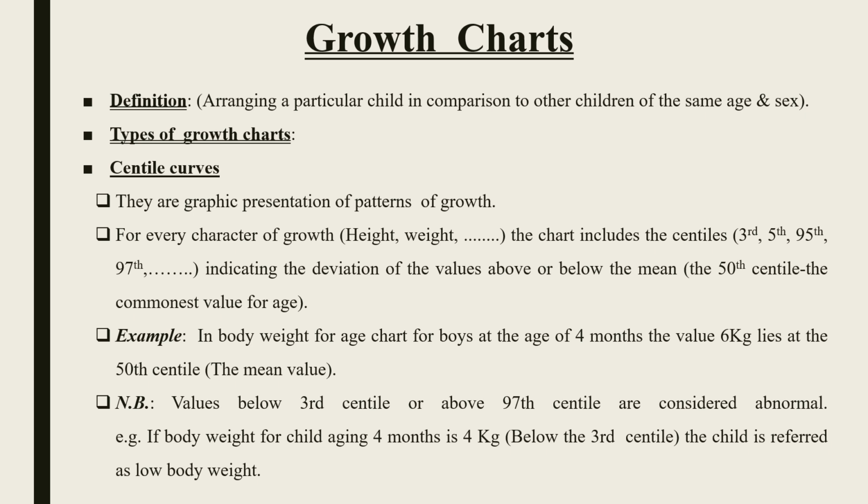For example, in the body weight for age chart for boys at the age of 4 months, the value 6 kg lies at the 50th centile. So this is the mean value. Values below the 3rd centile or above the 97th centile are considered abnormal. These are the extremes. So if height is less than the 3rd centile, this means the patient is short stature. If the body weight for a child aged 4 months is 4 kg, we plot it on the growth chart and it comes below the 3rd centile. This child is referred to as low body weight.